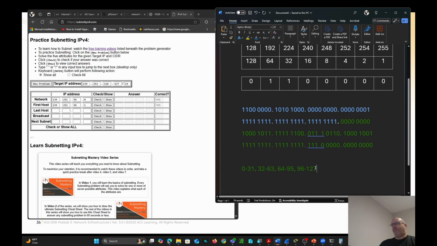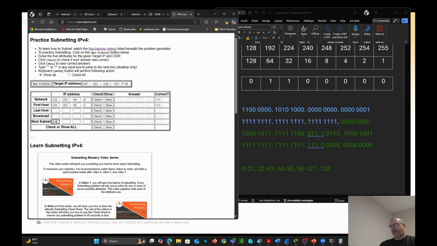So I know that 127 is the end of that network, and 128 is the beginning of the next, right? So what do I do? I take this number, 128, and I come here, 139, 252, 128.0 is the beginning of the next subnet, right? Does everybody see what I did there?